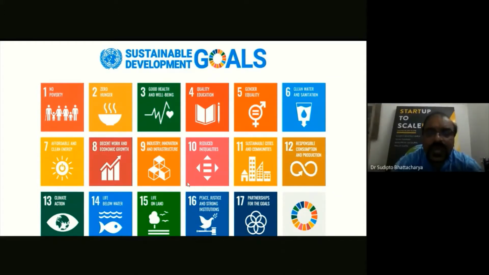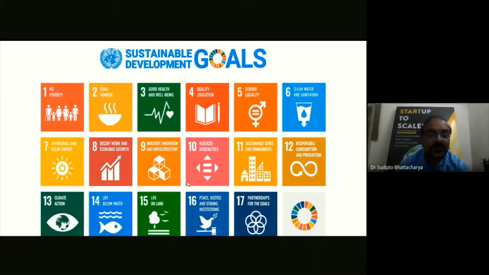So while we do that, we talk about sustainable cities and communities. We talk about industry, innovation, and infrastructure. And definitely we talk about the 12th sustainable goal in this slide, the responsible consumption and production. So please do understand that once we are buying a product, it's not that we are only consuming the product per se, but we are also going ahead to use the package, reuse the package, or dispose of the package.